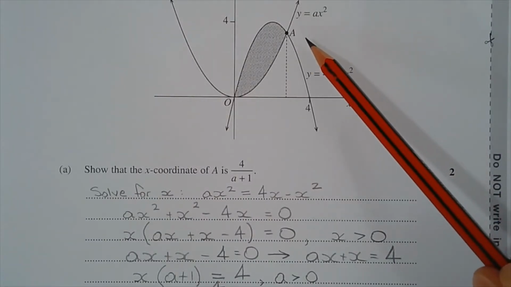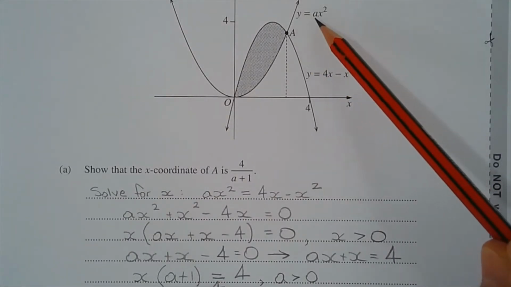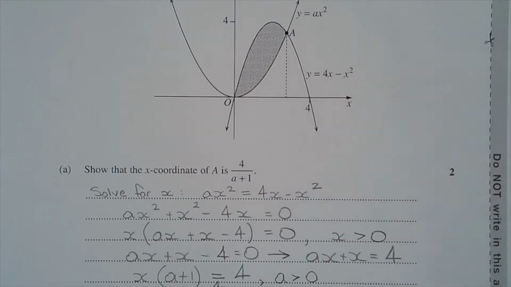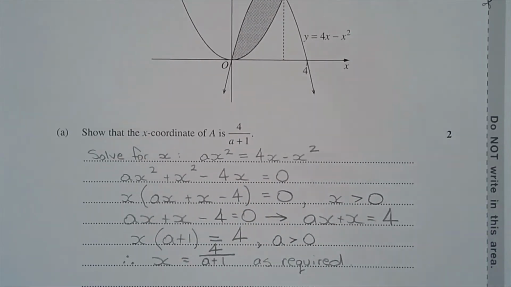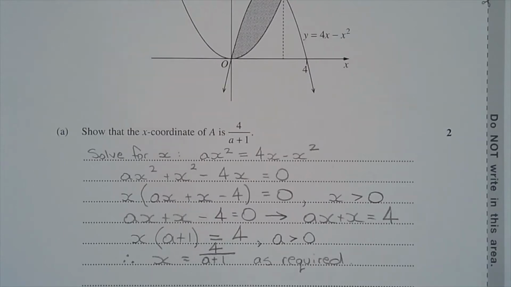The x-coordinate of point capital A is found by equating y equals ax squared with y equals 4x minus x squared. So we're going to solve for x the equation ax squared equals 4x minus x squared. Moving everything over to the left-hand side, we have ax squared plus x squared minus 4x equals 0. Factorising out x, we have x outside of ax plus x minus 4 equals 0.